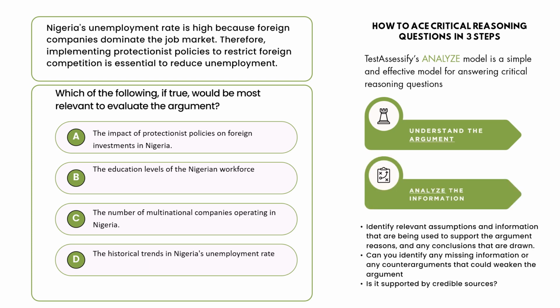Okay, we are now at step two, and step two is about analyzing the information. So, what we want to do is identify if there are any relevant assumptions or information that can be used to support the argument or conclusions that are drawn. The questions are: can you identify any missing information or counter arguments that could weaken the argument? Is the information provided supported by credible sources?